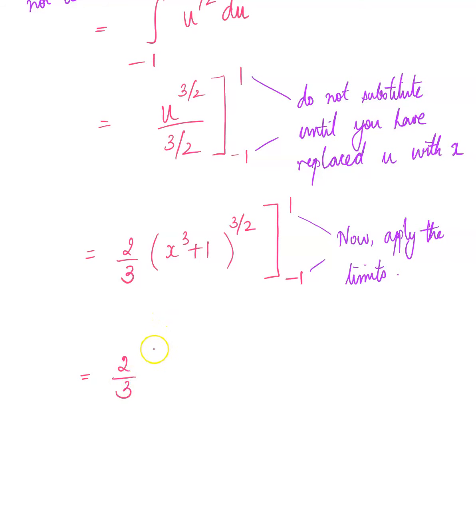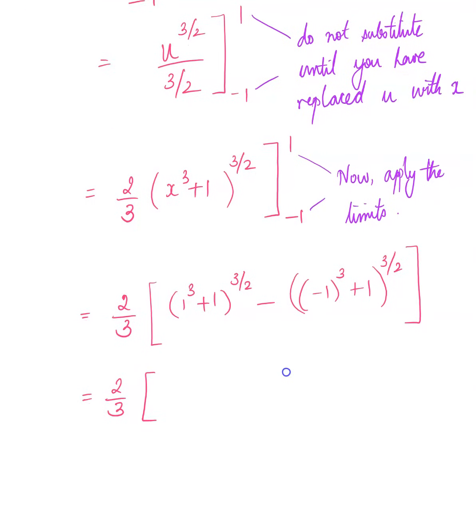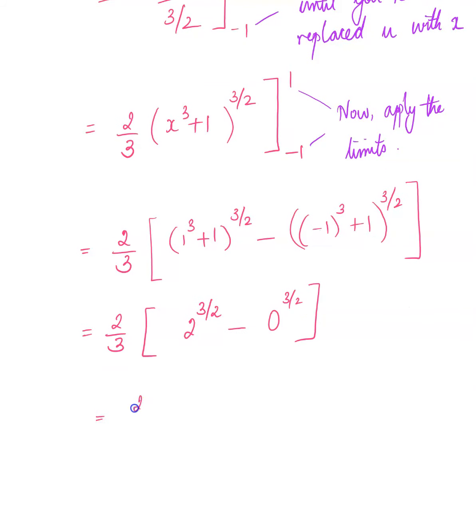So this constant can be out here, and what I'm going to do is 1 cubed plus 1 power 3 over 2 minus negative 1 cubed plus 1 power 3 over 2. Bring in all those extra brackets there because you do have the minus in the formula: top minus the bottom, and there is a -1 to substitute. Watch out for that. That's going to be 2 power 3 over 2 minus, this is going to be -1 plus 1, so 0 power 3 over 2. So 2 over 3 times 2 power 3 over 2.